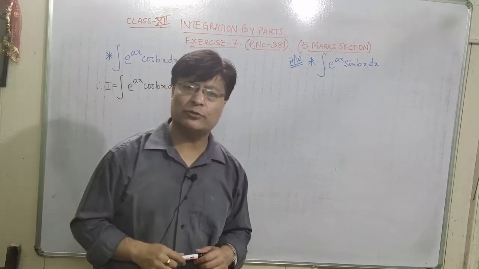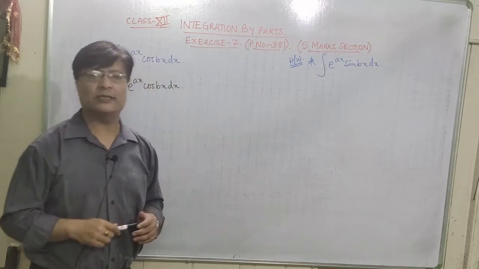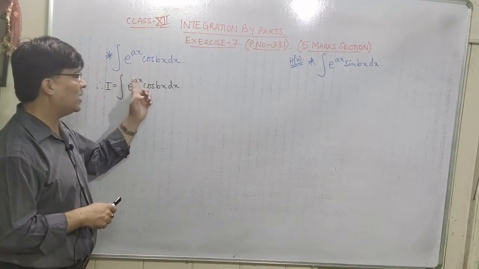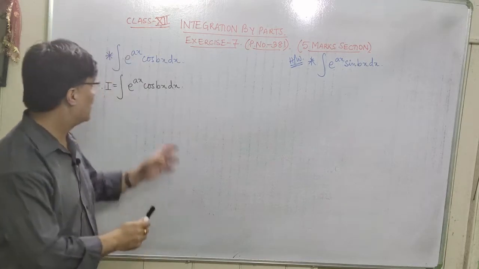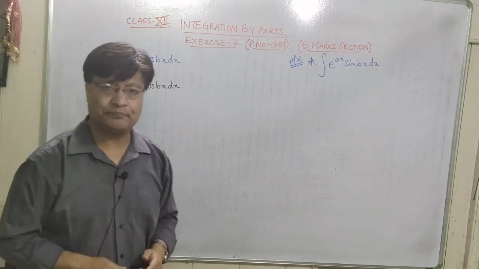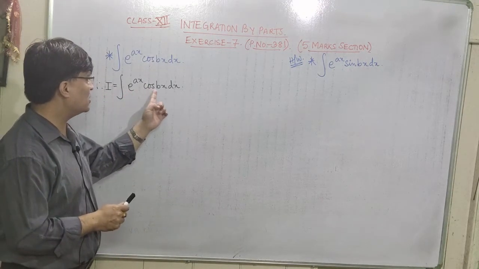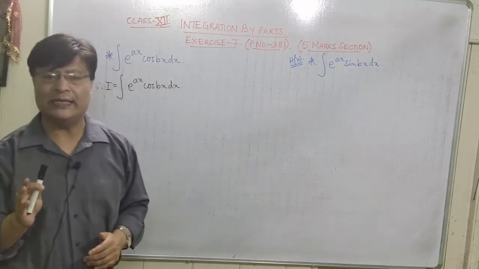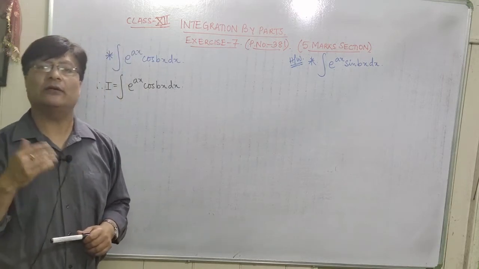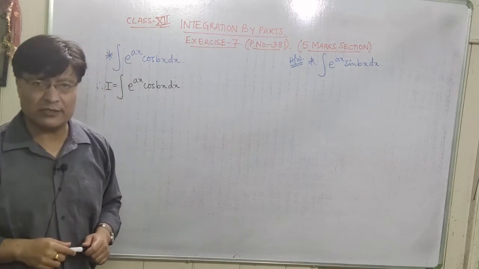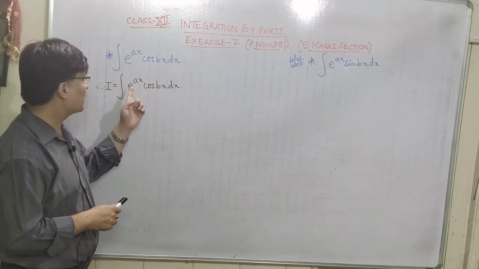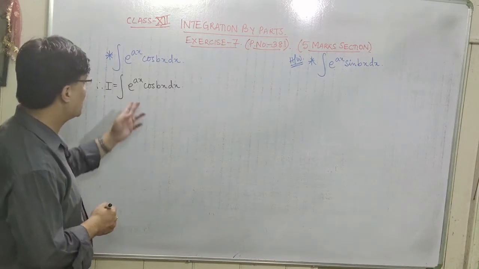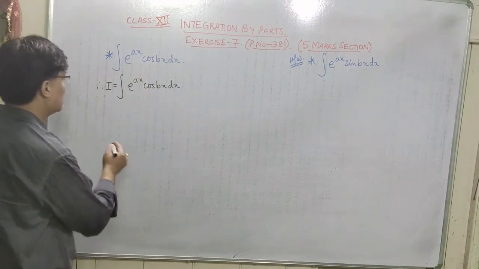So you know that first of all you have to check which is the first function and which is the second function. So how can you check it? You know that word LIATE, right? So e to the power ax is the exponential function, that is your e, and cos bx is the trigonometric function, that is t. So this is exponential function, this is trigonometric function, this is t and e. Okay, so among these two letters t and e, which letter comes first in the word LIATE? You know that t comes first, isn't it? That means cos bx is the first function and e to the power ax is the second function, right? So let us use integration by parts. So here cos bx is the first function and e to the power ax is the second function.